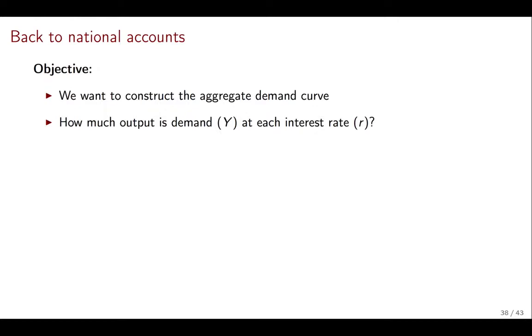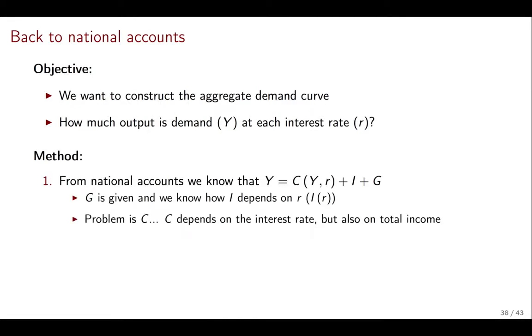Critically, what we want is to derive a way of knowing how much output demand is at each interest rate R. The method we're gonna follow comes from national accounts. We know from the national accounts, as you covered in a previous class, that total demand in the economy is equal to total consumption plus total investment plus total government spending. As we'll see in a later module, when we open the economy, we're also going to have net exports. But for now, in a closed economy, we only have these three components of demand.